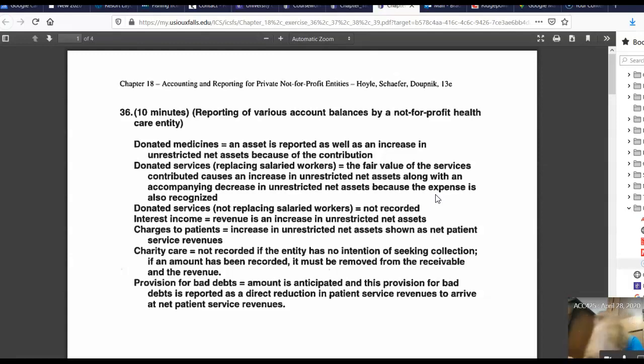Number 36 talks about donated medicines and donated services and all of that kind of stuff. It says during the year, Anderson Hospital incurred the following: donated medicines, donated services, replaced salary workers, fair value of additional donated services where they did not need that person, interest income, regular charges, charity care, and provision. If you just walk down this list, donated medicine, of course they needed it, so it's going to get recorded as an asset and a contribution.